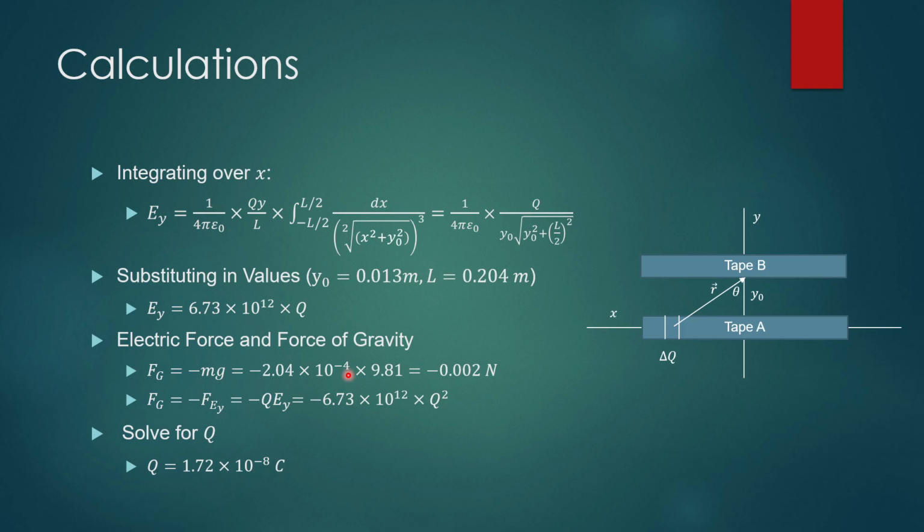And finally, we can calculate the force of gravity, and then we can solve for the value of Q, as the net force on tape B is 0, which means that the force of gravity is equal to -1 times the electric force in the y direction. And we find that Q is equal to 1.72 times 10 to the -8 coulombs.